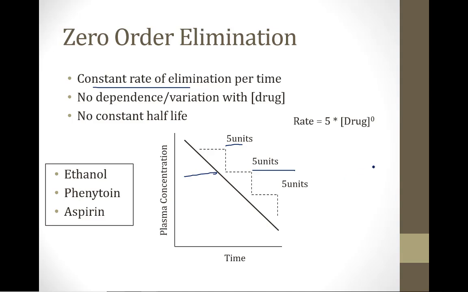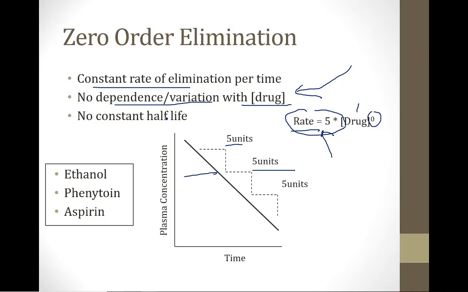The reason we call this zero order elimination is because the rate of elimination is equal to some constant, for example, 5 is the constant in my graph on the screen here, times the drug concentration raised to the 0 power, and anything raised to the 0 power is 1. So this equation says the rate is going to be constant at 5, and it will not depend or vary with the drug concentration. And this is a high yield point to remember. Zero order elimination drugs show a rate of elimination that does not depend on the concentration, and that is different from what we see with first order elimination drugs that we'll talk about in a minute.